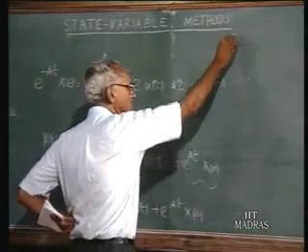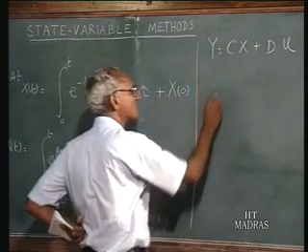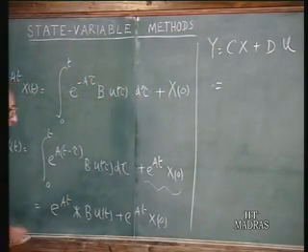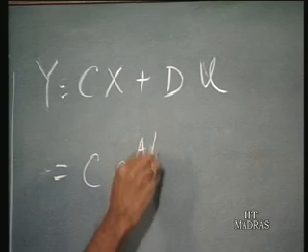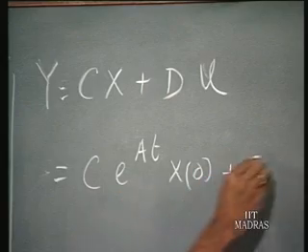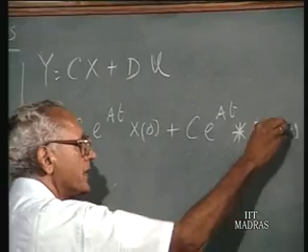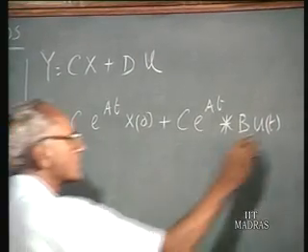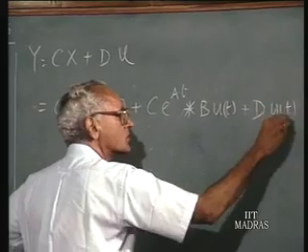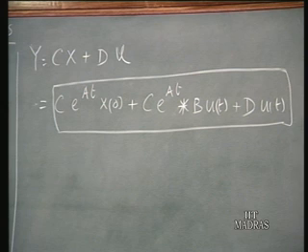So using this information, we can now know the output is Cx plus Du. So we know the solution for x, we substitute this here, you get C e power at times x0 plus C e power at convolved with b u plus, of course, you have got D u of t. So this is the final solution for y: C e power at x0, C e power at convolved with b u, plus D u of t. The meaning of this convolution is this integral.